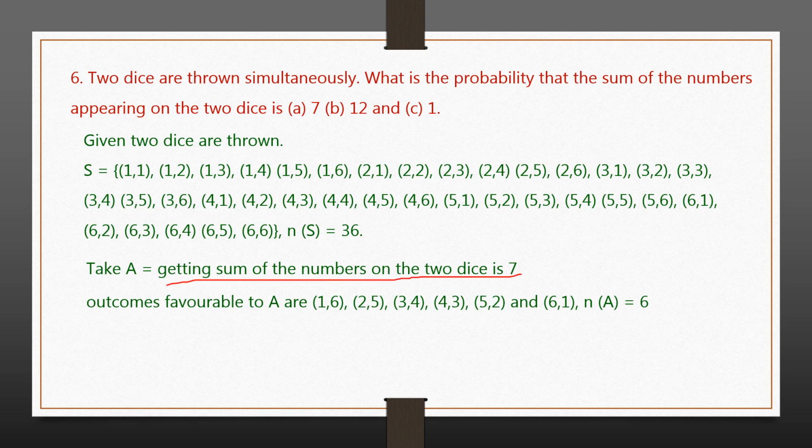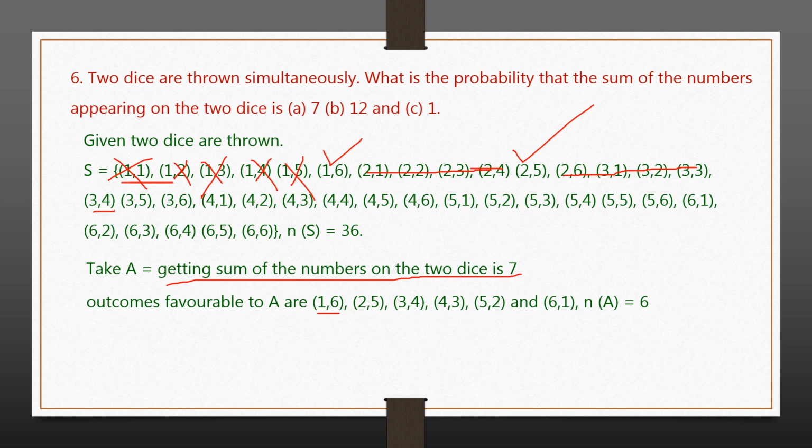Here 1 1, the two numbers are 1 1, 1 plus 1 is 2 only, that is not favorable to A. 1 2, 1 plus 2 is 3, not favorable to A. 1 3, 1 plus 3 is 4, we should get 7, not favorable to A. 1 4 is not favorable to A. 1 5 is not favorable to A. 1 6, the sum of two numbers is 7, favorable to A. Therefore, among outcomes favorable to A I am writing 1 6. Similarly, 2 1, 2 2, 2 3, 2 4 are not favorable because the sum is not 7. This 2 5 is favorable to A, the sum is 7 only. Now 2 6, 3 1, 3 2, 3 3 are not favorable, and 3 4 is favorable.